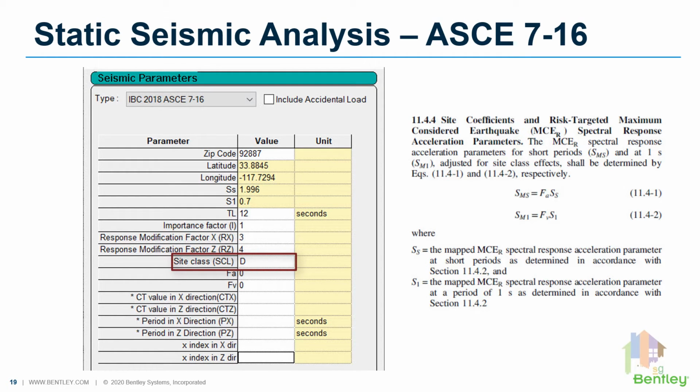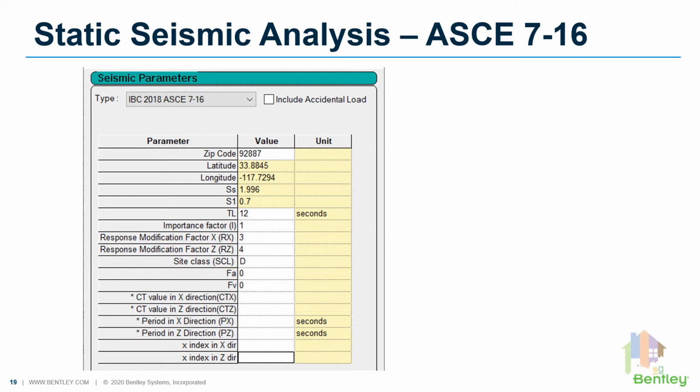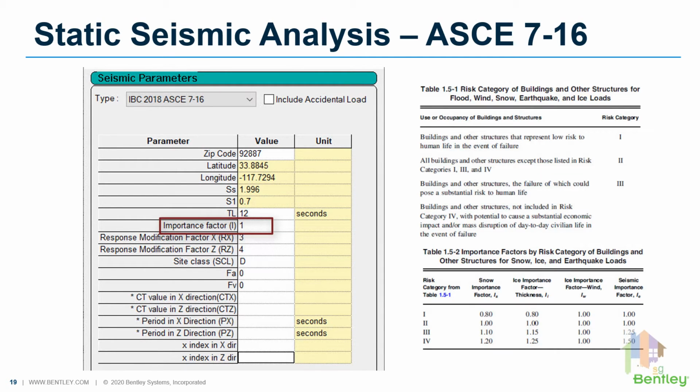A to F site class is present in the dropdown. Also, you can directly specify the FA and FV values, which will override the site class specific values. TL is used to define the long period transition period, which is used to calculate the spectral acceleration value. I is the importance factor, which needs to be calculated manually from Table 1.5.1 and 1.5.2.